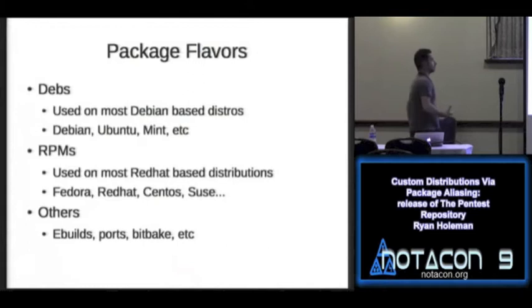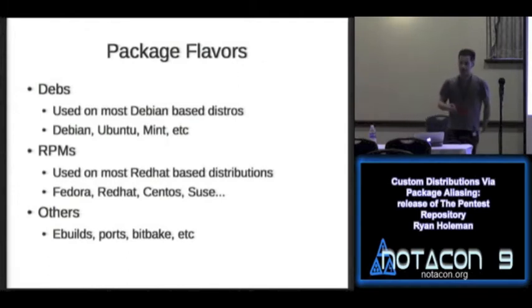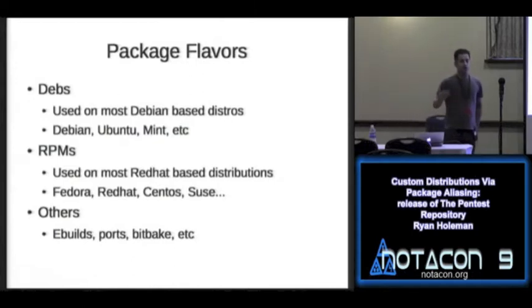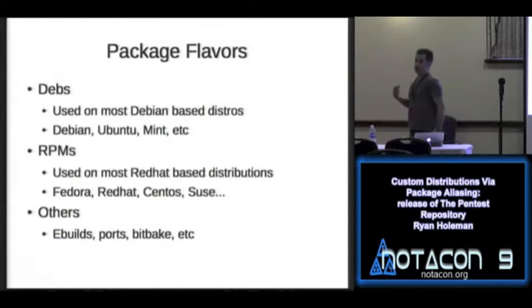So as I mentioned, in Linux, we typically have debs and RPMs. Debs are found on Debian-based systems, Ubuntu, etc. RPMs are found on Red Hat-based systems, CentOS, Fedora, SUSE, not really Red Hat-based, but they also use RPMs. Other distributions also use these packages, but these are the main ones for debs and RPMs. There's obviously other packages. On Gentoo, we have ebuilds. On BSD systems, we have ports. We have BitBake on embedded systems.